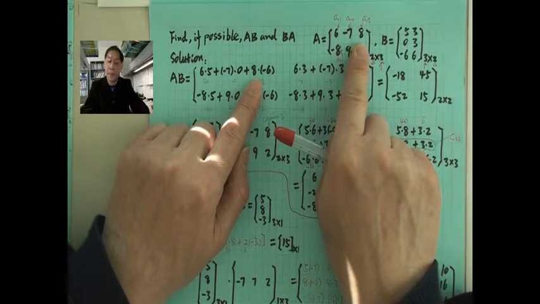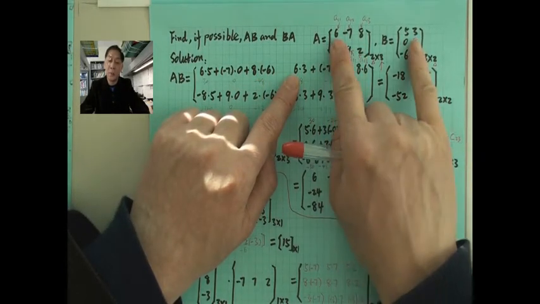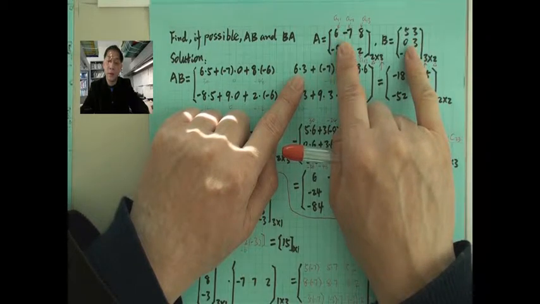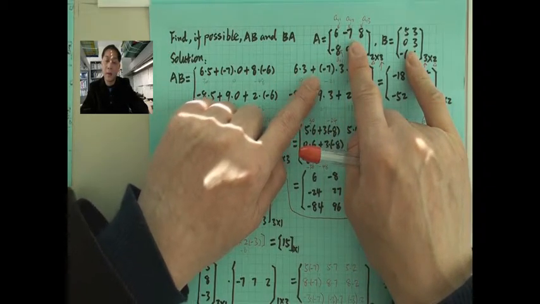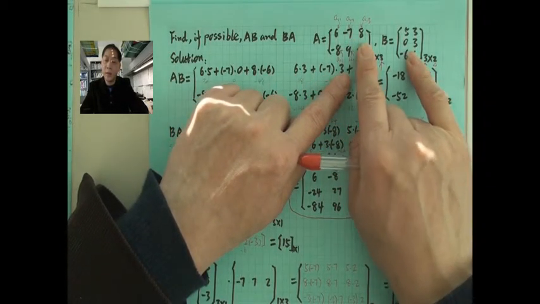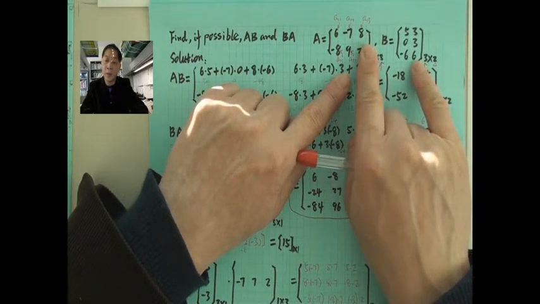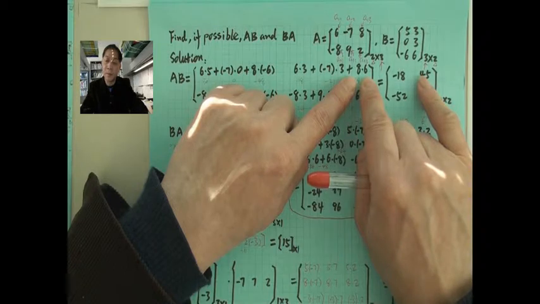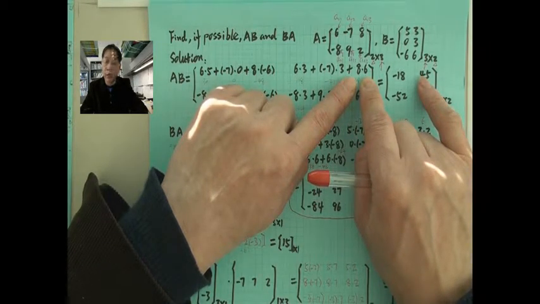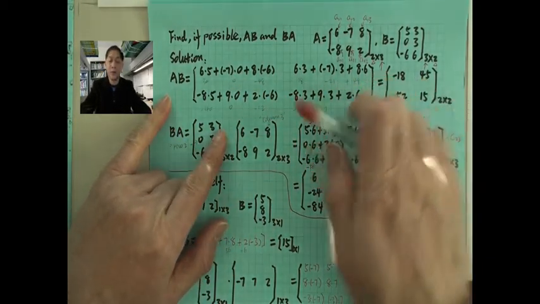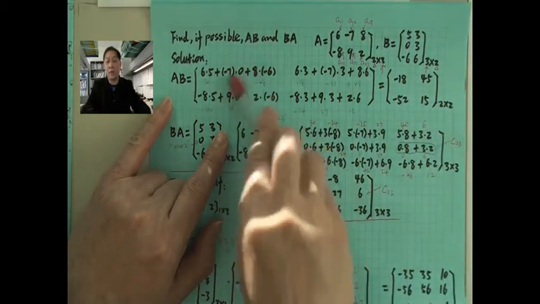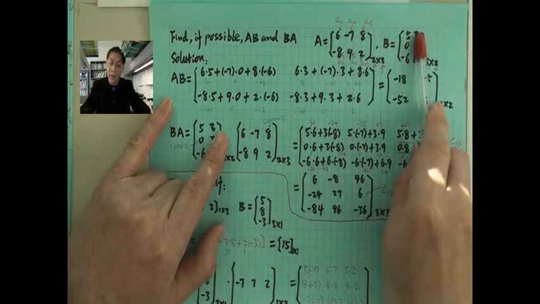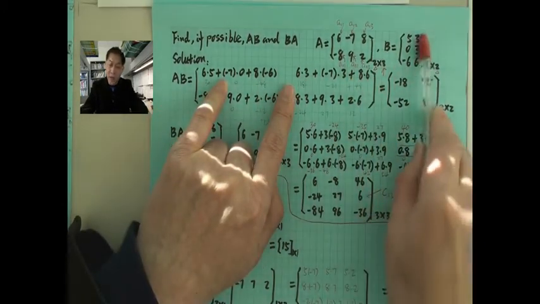So, row times column: 6 times 3 plus negative 7 times 3, and plus 8 times 6. Row times column, remember, add together. Keep in mind, if it's the first row times the first column, you put it in the first row, first column. That's this one. If it's the first row times the second column, then you put it in the first row, second column, right here.